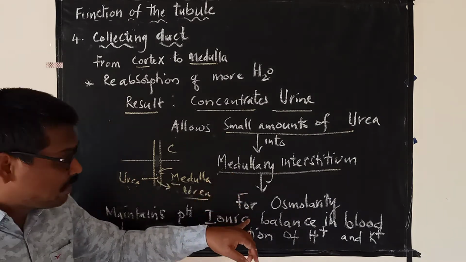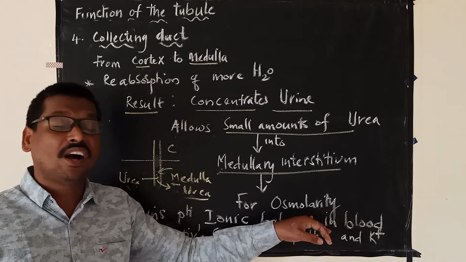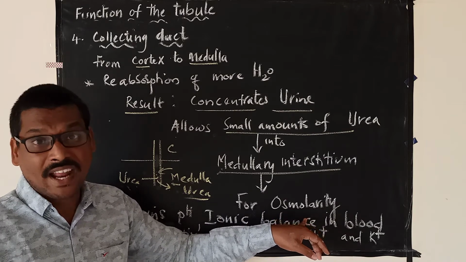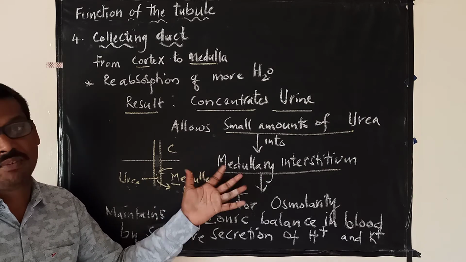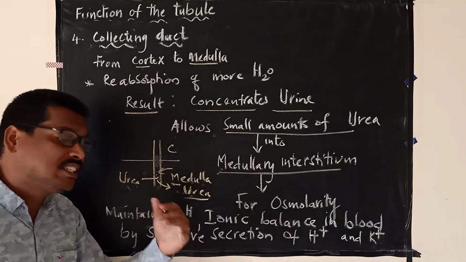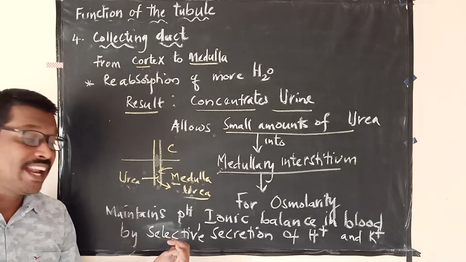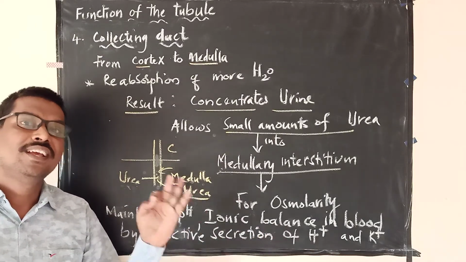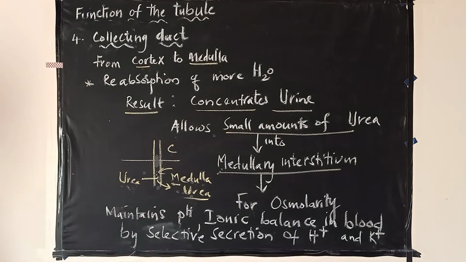See here, it is given for osmolarity, in order to maintain the concentration inside and outside. For osmolarity, some of the urea will be moving out from the collecting duct into the medullary interstitium. Please remember that. And above all, we should remember that the collecting duct is also helping in maintaining the pH and ionic balance in blood by selective secretion of what? H plus ions and K plus ions. By selective secretion of H plus ions and K plus ions. These are the points that we have to keep in mind when we are discussing the function of the tubules.